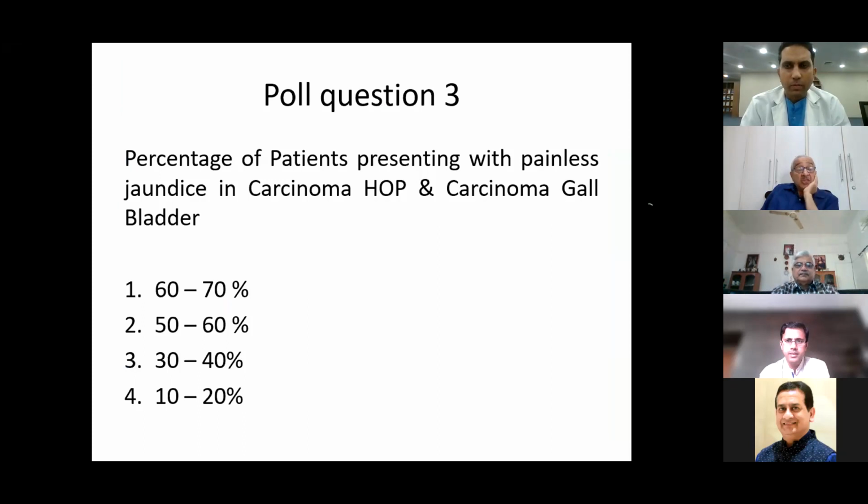So, poll question 3, sir. For the next poll question we have: the percentage of patients presenting with painless jaundice in carcinoma head of pancreas or carcinoma gallbladder. Already we have discussed this, but let's take the poll question. Options are 50 to 60%, 30 to 40%, and 10 to 20%.